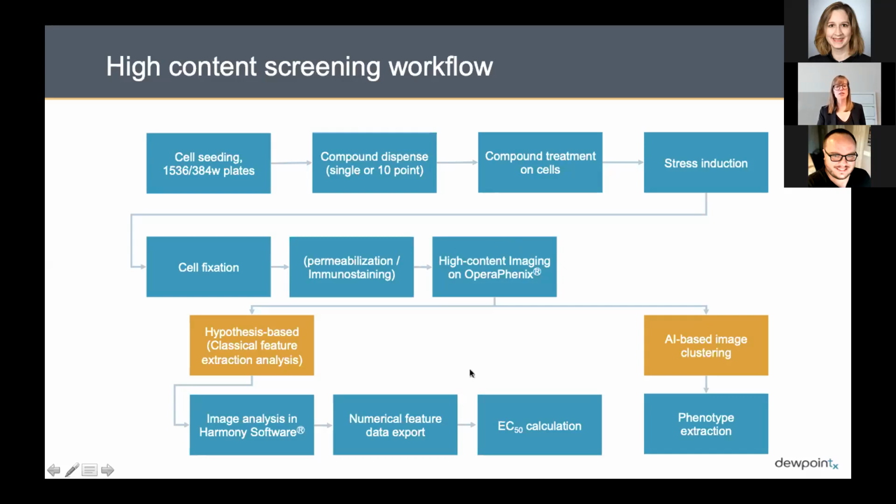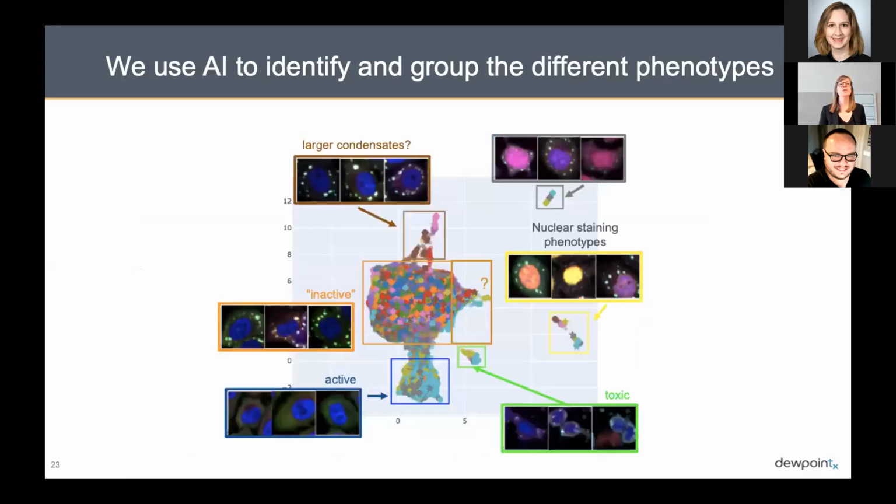However, we also cluster the different images that we get using artificial intelligence-based methods from which we can extract different phenotypes. I'm showing you here an example of how we use AI to identify and group different phenotypes. In this t-SNE plot, we have represented every image collected from our primary HTS assay. And we can clearly see that the active compounds cluster all together here, which result in no cytoplasmic condensates.